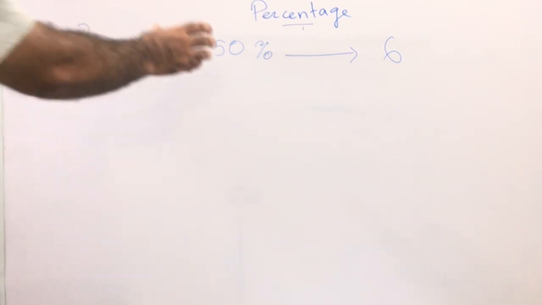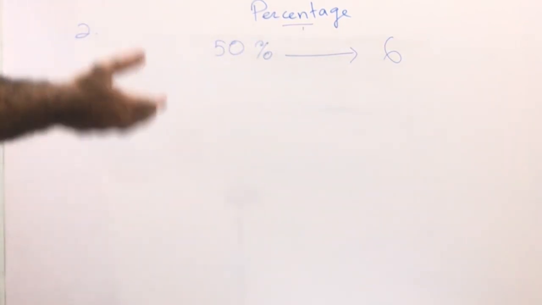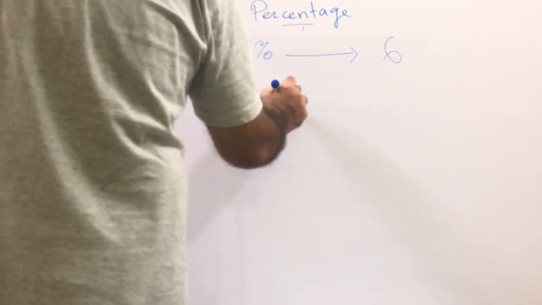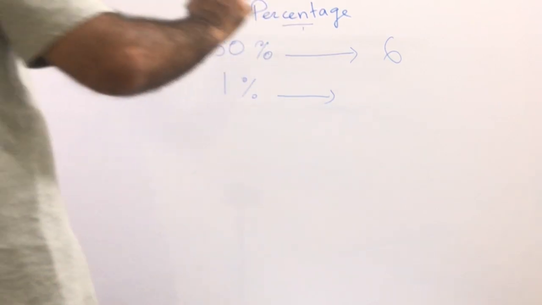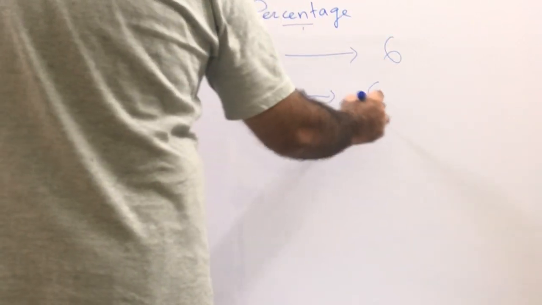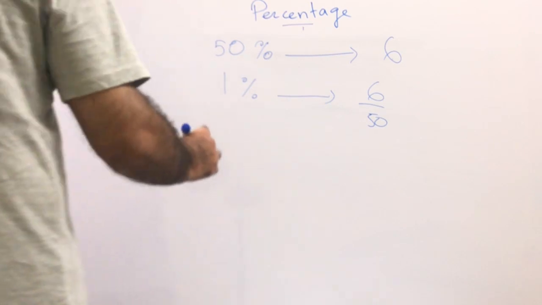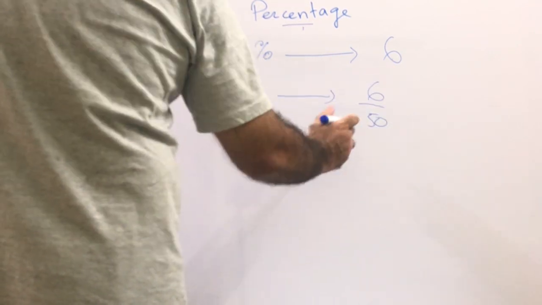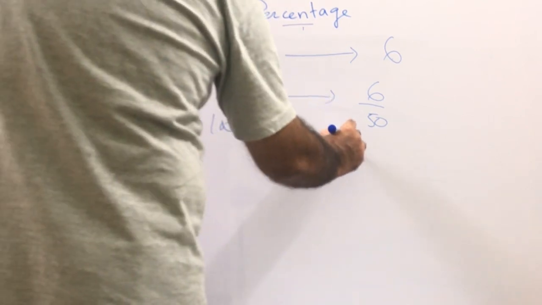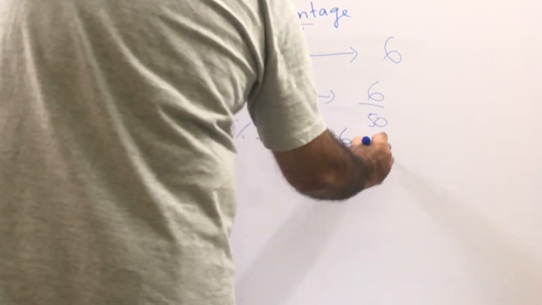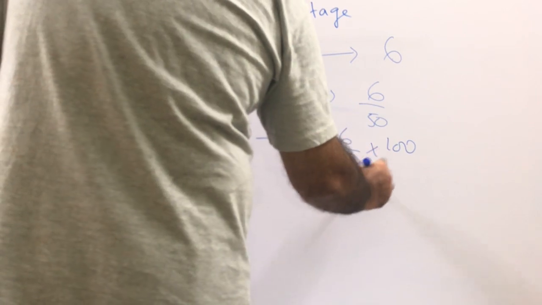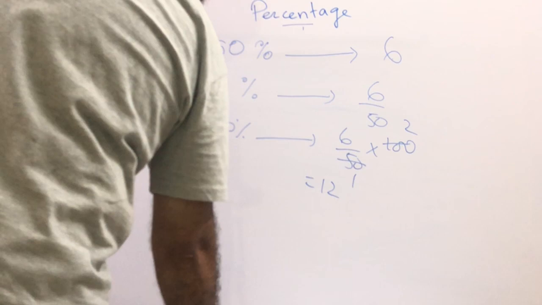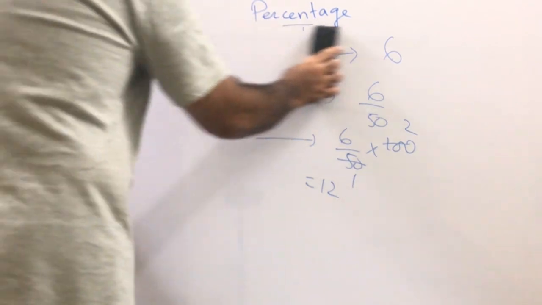This is 50%. We need to get 100%. So for that, first we will try to get 1%. 1% will be small, so we just divide 6 by 50. If we need to know 100%, 1% is this small one, 100% will be big. So we multiply this 1% by 100. Then we simplify, 2 sixes are 12. So 12 is the answer for this question. It was very simple and we solved it instantly.